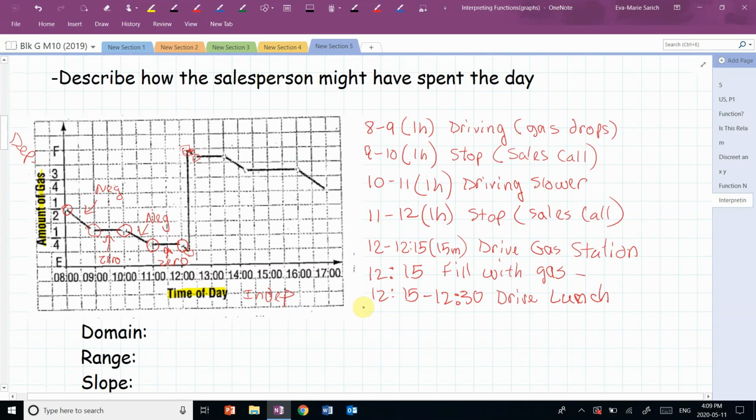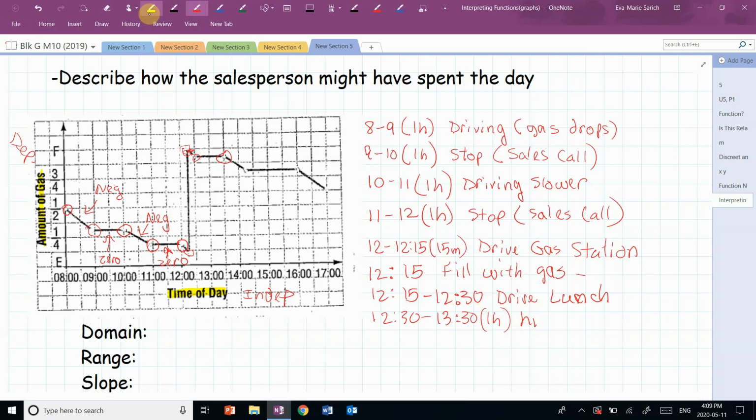And then from 12:30 to 1:30, right? 1300 hours is 1 o'clock. So from, what time was that again? It was 12:30 to 1300 hours, or sorry, 13:30. 13:30, that's again 1 hour. This is where they're going to have lunch.